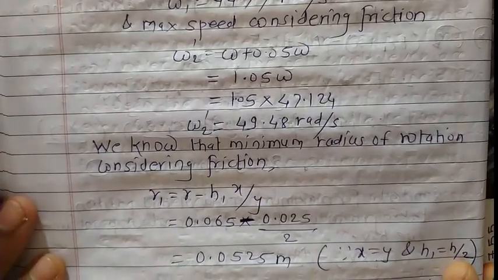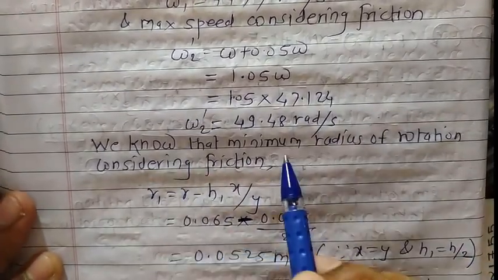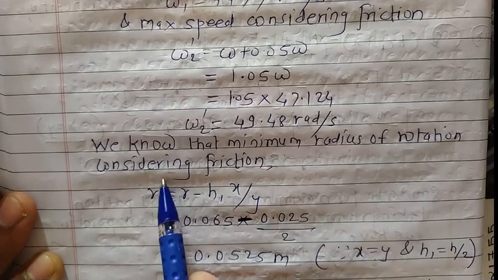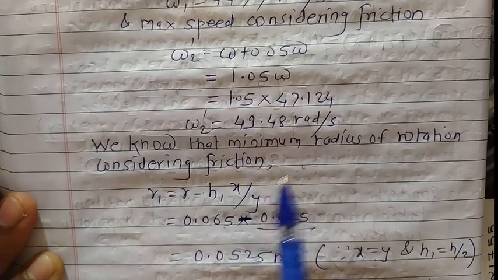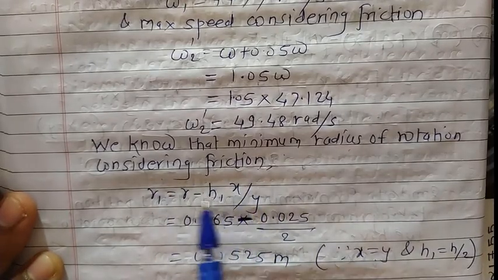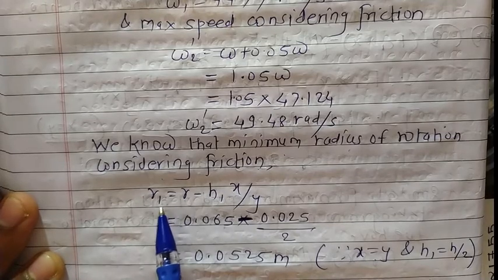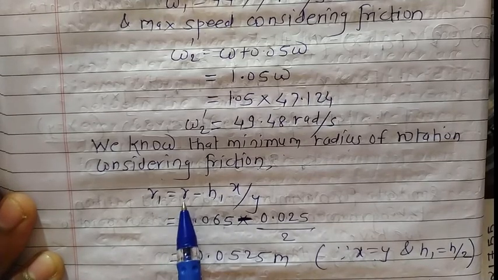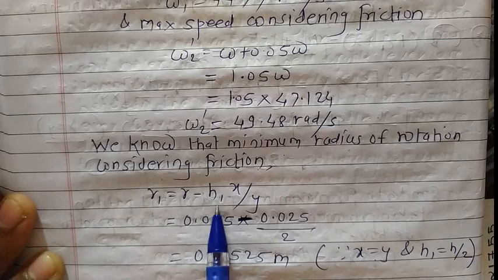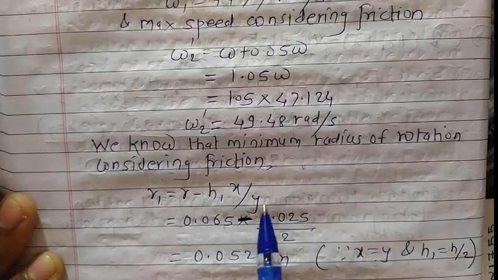Now we know the minimum radius of rotation considering the friction. This relation we already know: r1 equals r minus h into x divided by h1.